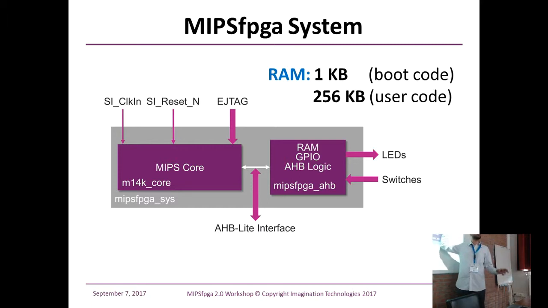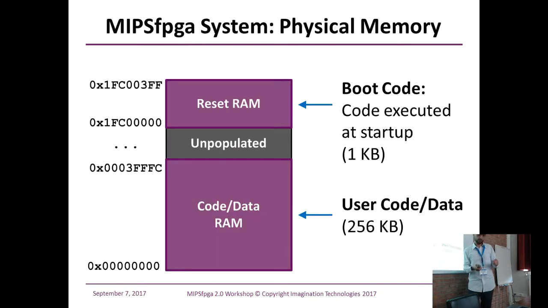We have 1 kilobyte of boot code RAM and 256 kilobytes of RAM. This is SRAM on the FPGA. This is the physical memory layout, and I'll go through it after a while. In terms of memory, it's a 32-bit microprocessor. So 000 is the address here. There's 256 kilobytes of RAM from here. There's 1 kilobyte of reset or boot RAM that we call at 1FC00000.